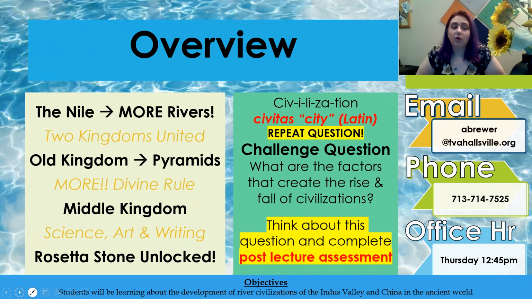Then we have the introduction of the Middle Kingdom. This was a little bit different. The Middle Kingdom didn't have a divine rule. It had divine appointment, which is a little bit different. We have science, art, and writing that was developed. And then the Rosetta Stone, which unlocked a whole language for us to decipher and learn more about.